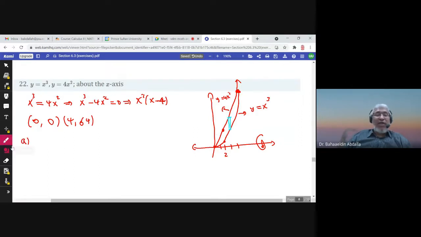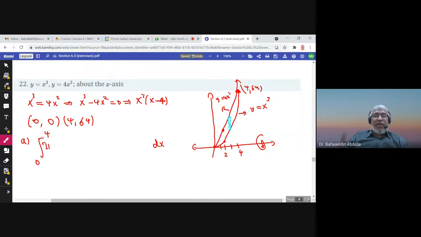The width of the rectangle would be dx, so the integral is with respect to x. X from where to where? This point is (4, 64), so x from 0 to 4. Which method are we using in this case? The rectangle is perpendicular to the axis of rotation, so we are using the washer method.